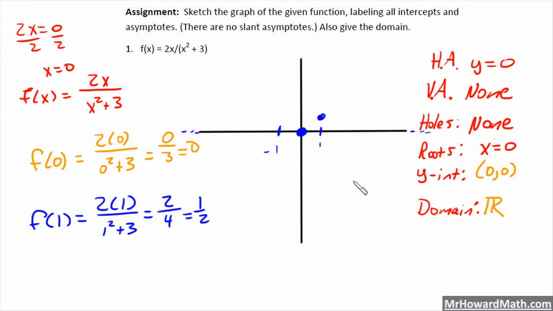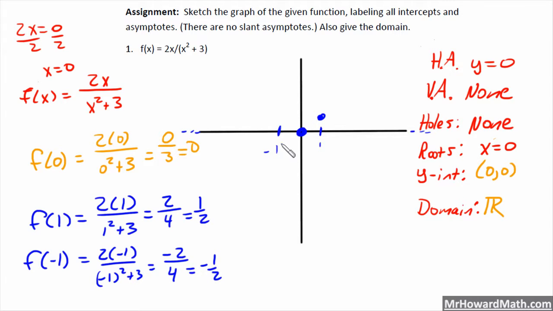All right. We know that we have another point we can evaluate at -1, so that would be 2 times -1 over -1 squared plus 3. So that would be -2 over -1 squared is 1, 1 plus 3 is 4, so -1/2. So we have a point at (-1, -1/2), so right here, put that in another color. We have points here and here. And we have to cross through here, so we know they connect like this.